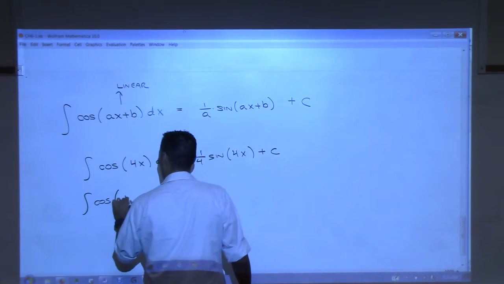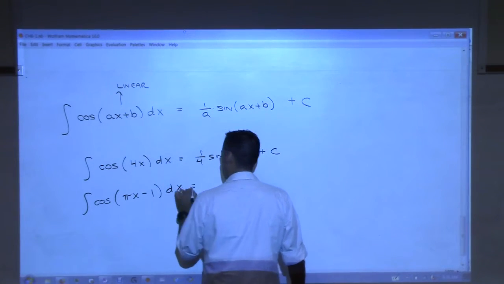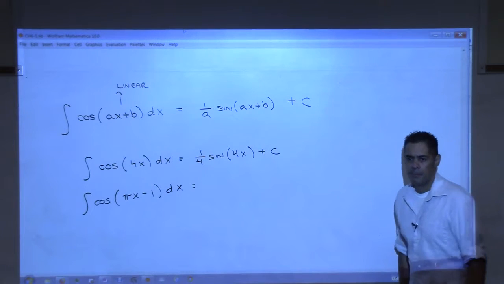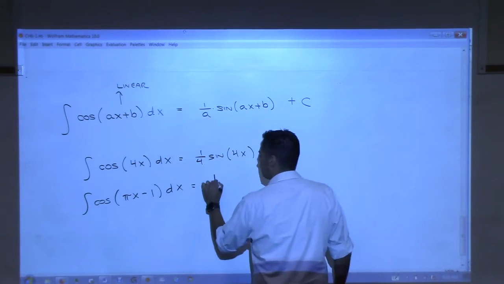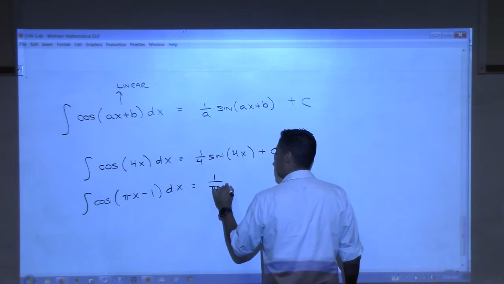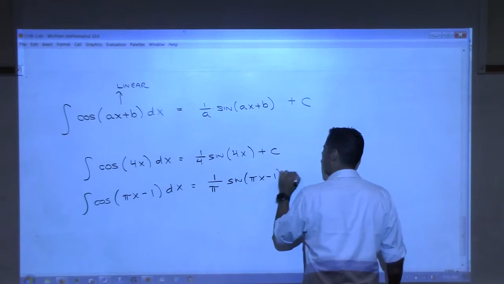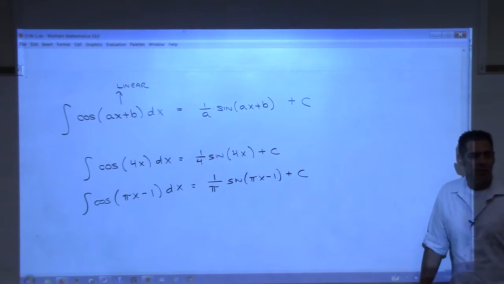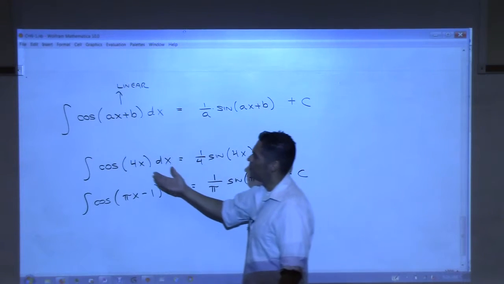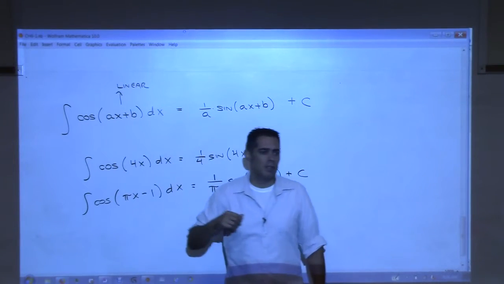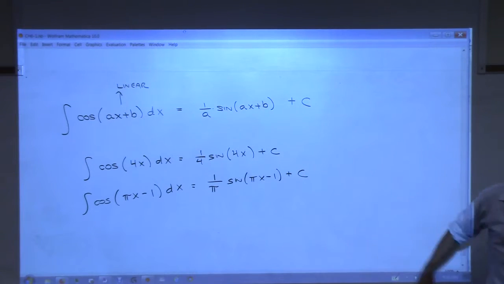Cosine of pi x minus 1 dx. 1 over pi, because pi is a constant, right? 1 over pi sine pi x minus 1 plus c. All right? So this is kind of like a general formula now. Anytime we're trying to find the antiderivative of cosine of a linear expression, it's just going to be that 1 over a sine of the linear expression plus c.